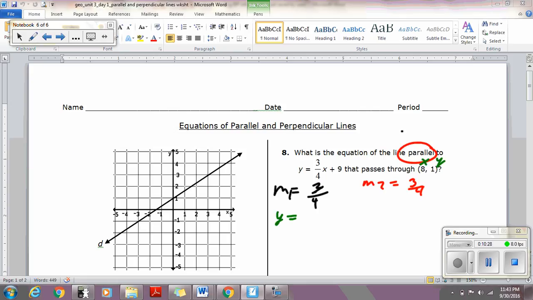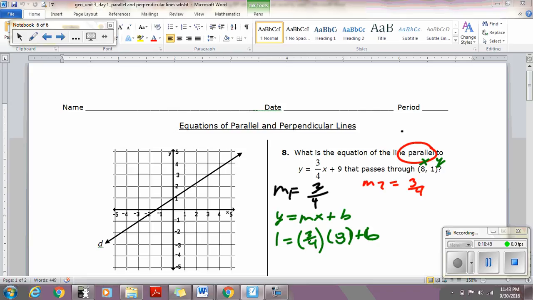So let's write down the equation. y equals mx plus b. In y's position, we're going to put 1. In m's position, 3 over 4. In x's position, we're going to put 8. Again, we have to find b, our y-intercept.